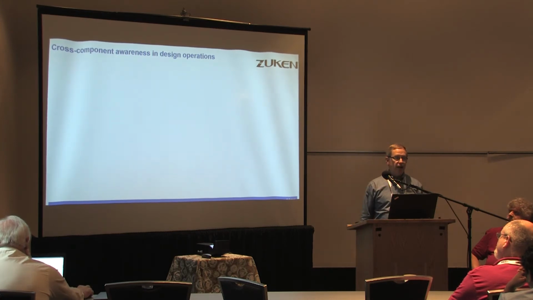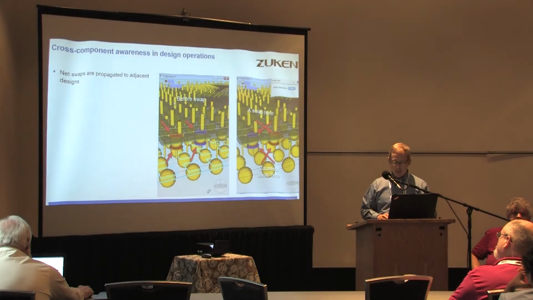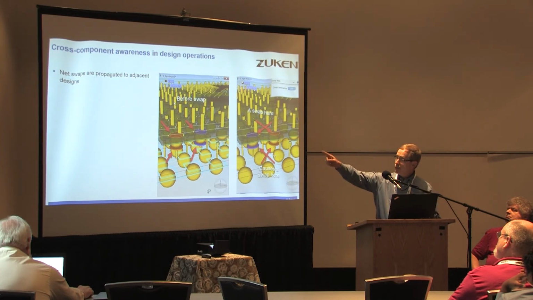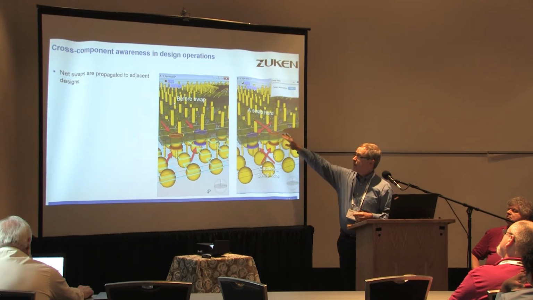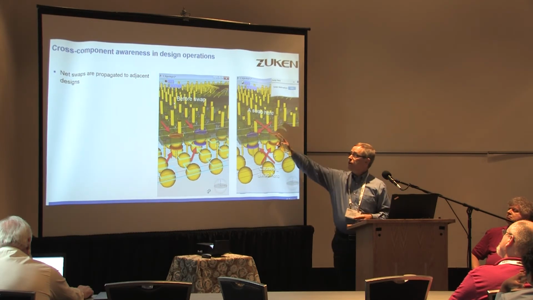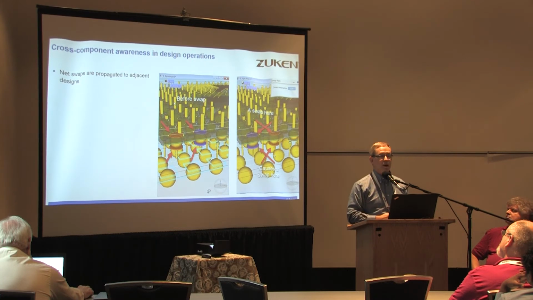Cross-component awareness in design operations is critical. As you're designing features, you need to be aware of what effect a command is going to have on neighboring components. For example, in this case, we've got a package on package, and a couple of nets that we want to do some net swapping. We've got the orange and the blue pins. Down here at the bottom is one component, and up here at the top is the other component. If we do a net swap here, that net swap sure better happen down here, or else you're going to end up with shorts that you don't want.